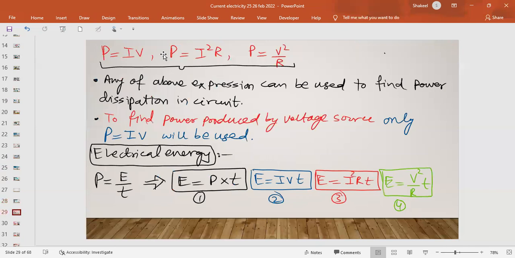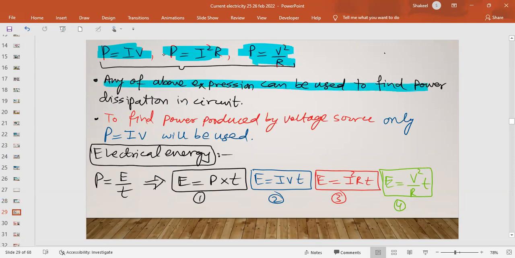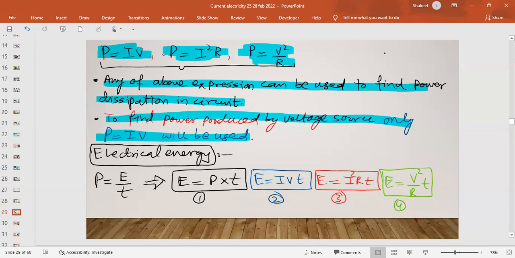Okay, let me summarize it. Power is IV, power is I squared R, power is V squared by R. So any of the above expressions can be used to find power dissipated in the circuit. To find power produced by a voltage source, only P equals IV is used. So for power dissipation, any one of the three equations can be used. But for power production, you will be only using P equals IV.